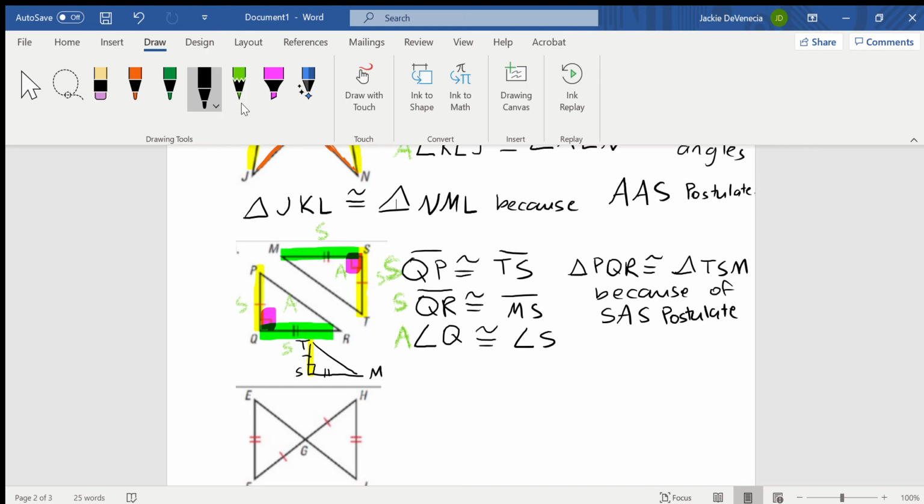The common or the congruent angles are in between the congruent sides. So we can use SAS, right? That A is in the middle of the S's.